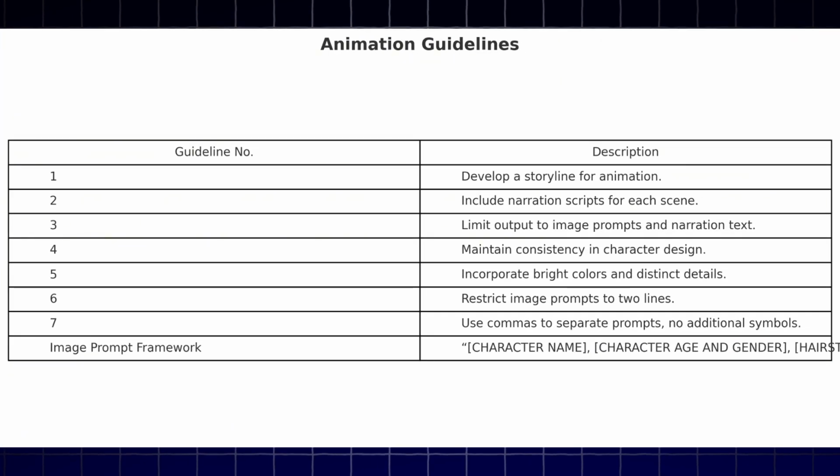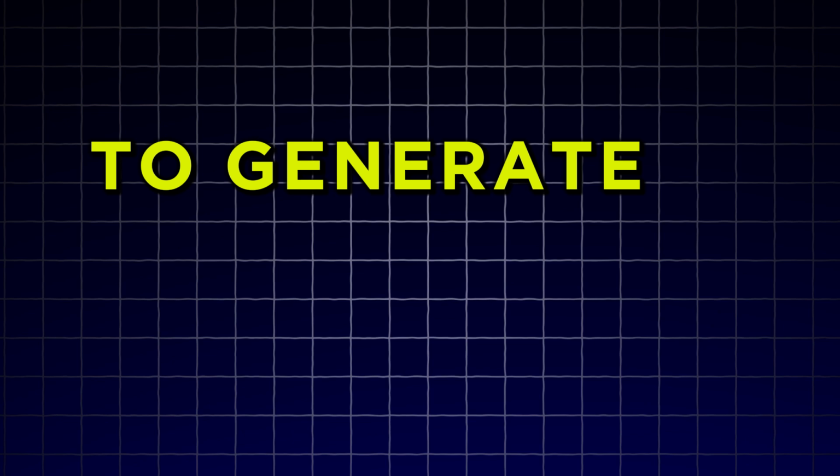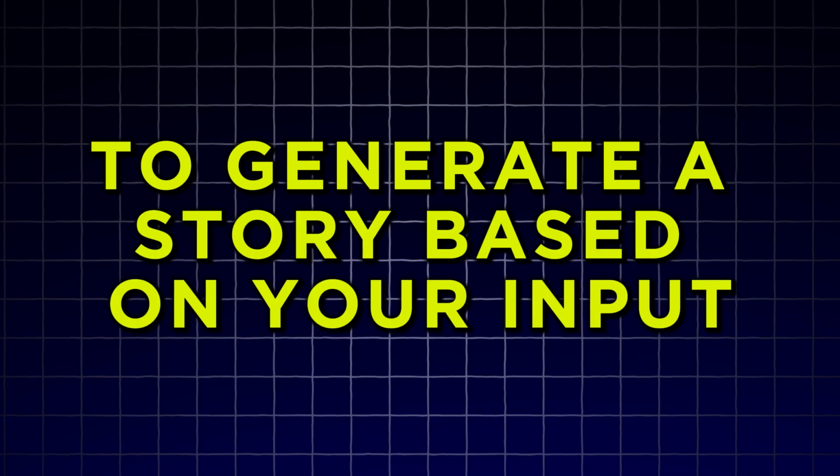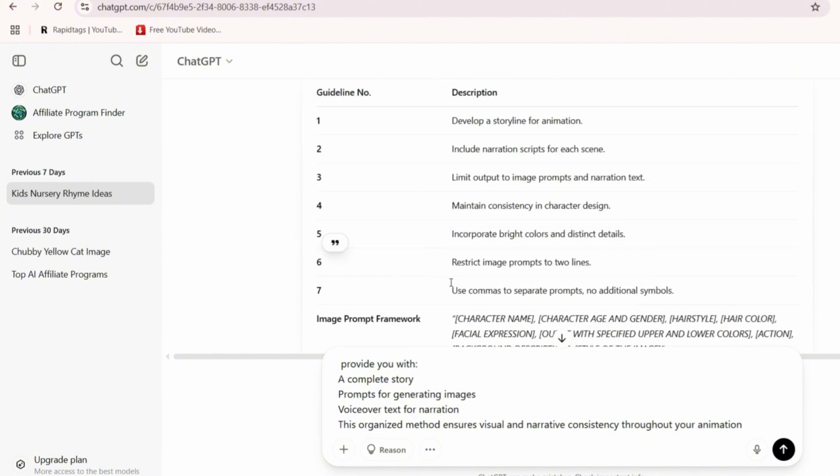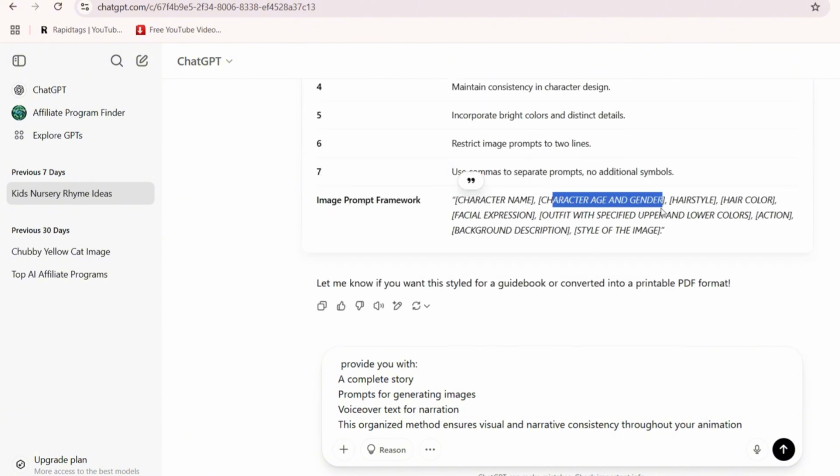The second part prompts ChatGPT or any other AI model to generate a story based on your input. Once you define your character and copy the template into ChatGPT, it will provide you with a complete story, prompts for generating images, and voiceover text for narration. This organized method ensures visual and narrative consistency throughout your animation.